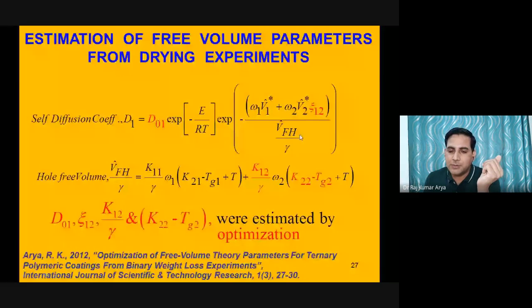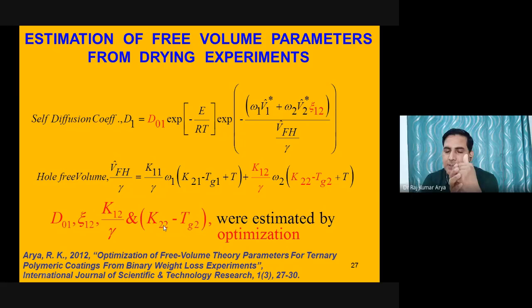And then this needs to be calculated from this K11, the constant again. I have marked here some parameters, the four ones. These four are not pure component properties. The rest of them are pure component properties, which you can calculate from literature correlations. The rest, D01, zeta 12, K12, and K22, are not pure component properties. Those need to be optimized from your drying experiments.